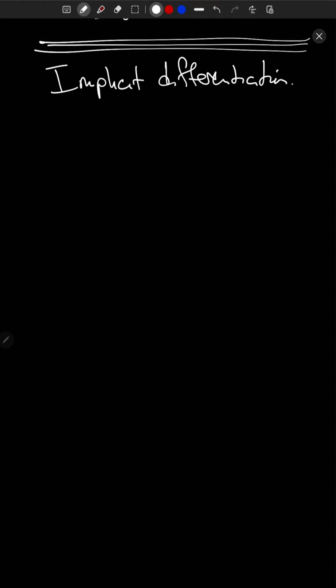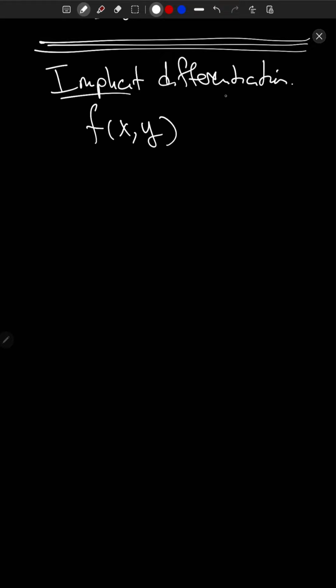All right, one more mini topic, and we're all set for this section. The last topic is implicit differentiation. So this is a situation where you have, let's say, a two-variable function, and one of the variables depends on the other variable.